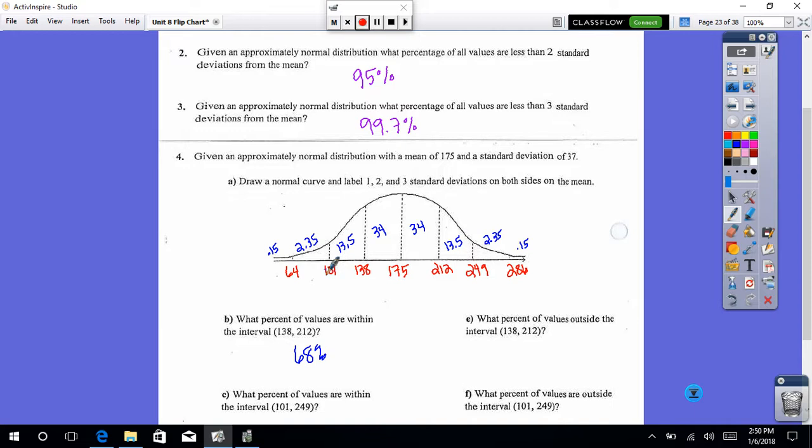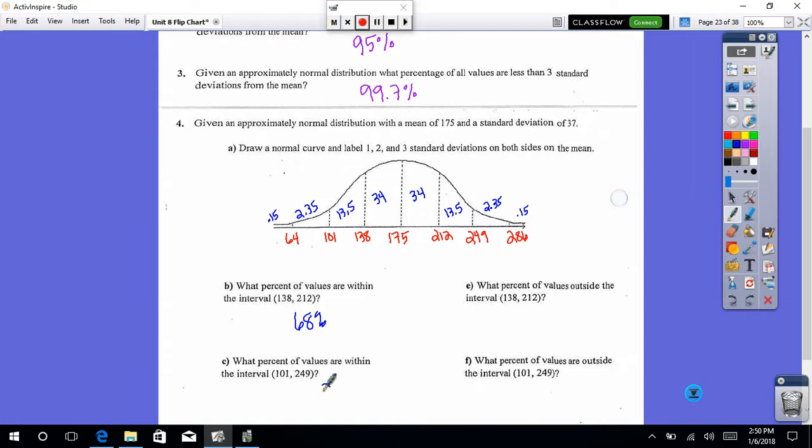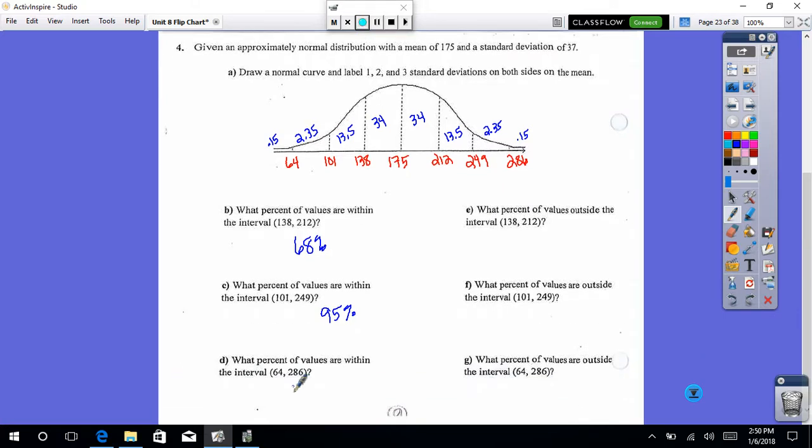Within 101, all the way up here to 249. So from 101 to 249. And I got 95%. Okay, 64 and 286. So from 64 all the way out here to 286.